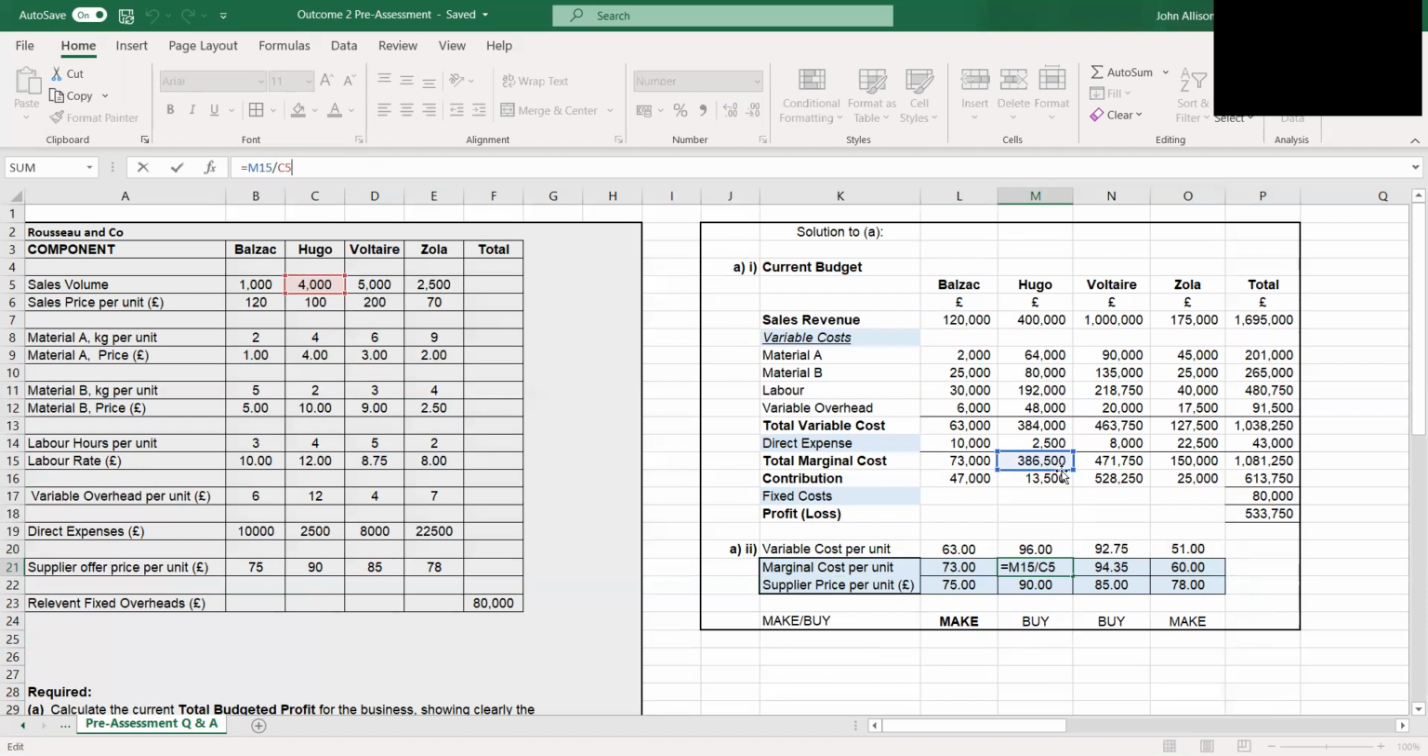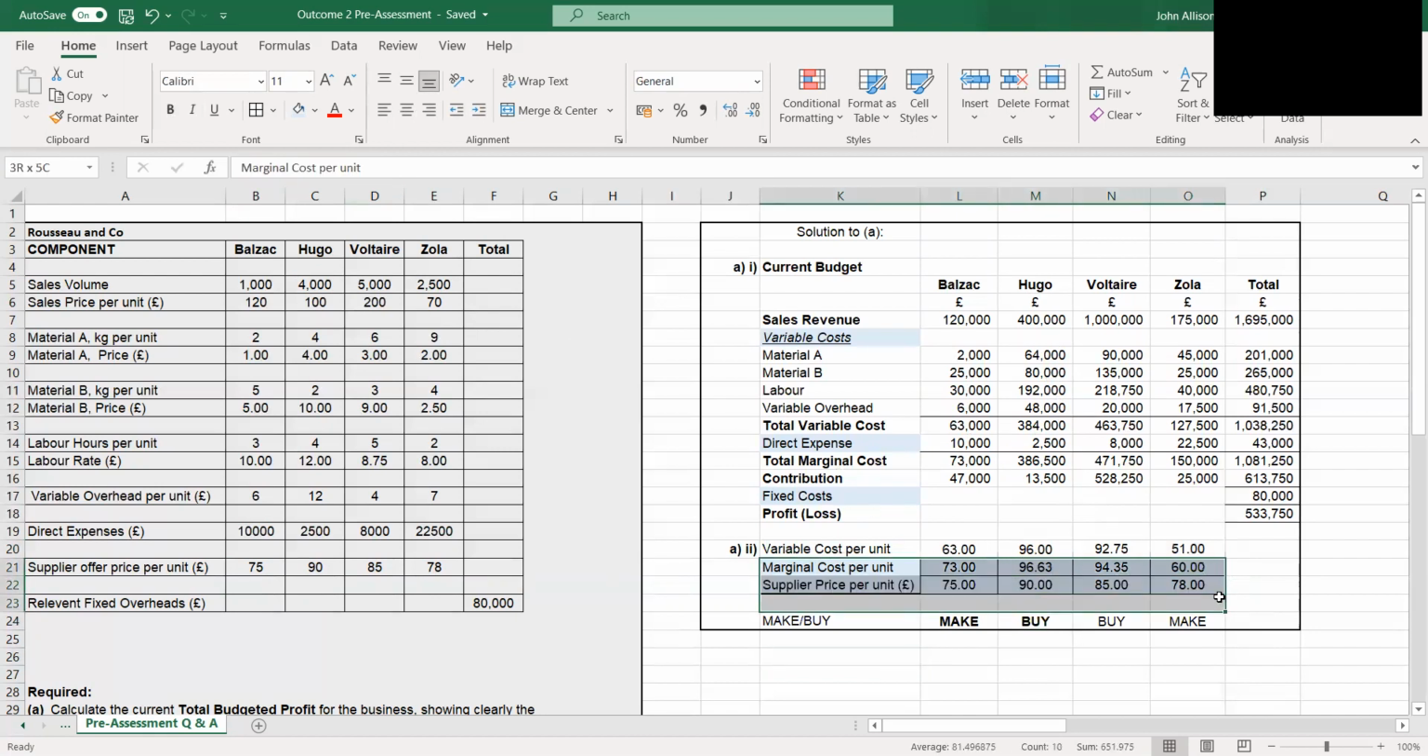I've got the total marginal cost is 386,500. I divided that by the 4,000 units, which gives me a marginal cost per unit of £96.63. That compares to a supplier offer price for Hugo of £90. So we can either spend £96.63 manufacturing the component, or we can buy it for £90. Obviously, we prefer the lower cost option of £90. So in this case, we would buy the component.